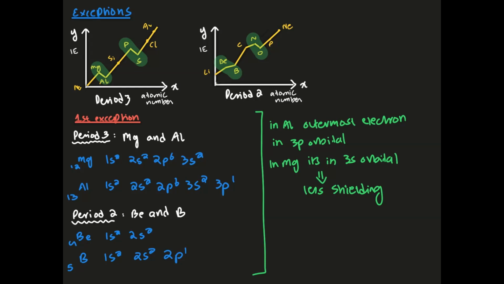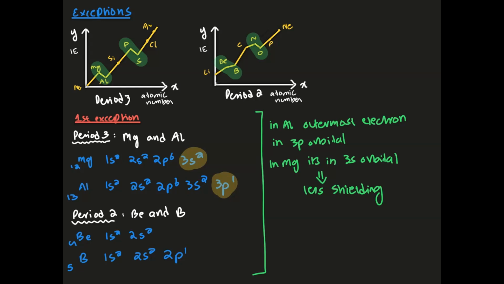So in this case, let's take a look at period 3. The first exception is going to be magnesium and aluminum. So if you write down the electronic configuration for magnesium, the proton number is 12. This is what you get. You get 1s2, 2s2, 2p6, and 3s2. For aluminum, it's going to be 1s2, 2s2, 2p6, 3s2, and 3p1. As you can see, this is the valence electron over here, and this is the valence orbital over here.